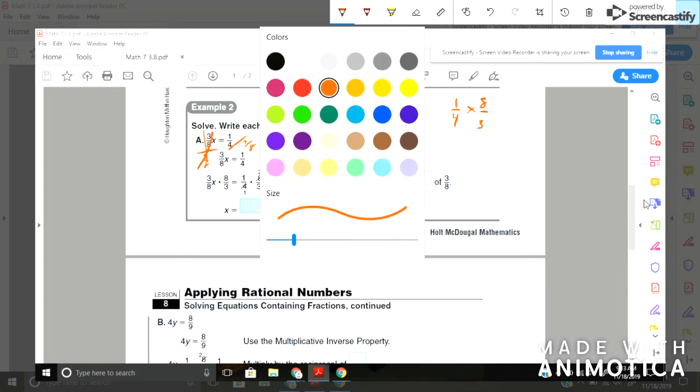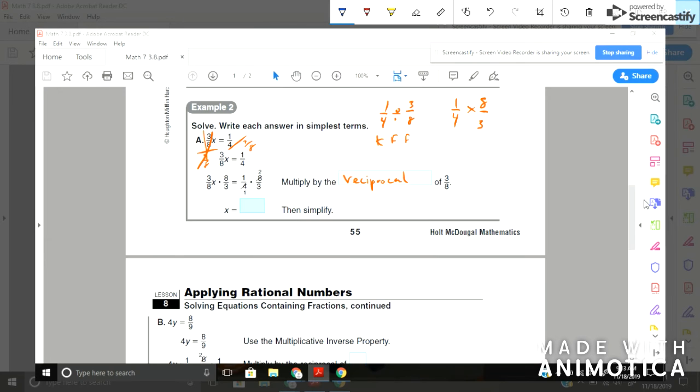All right, I'm going to simplify before I multiply. Looking diagonally, 4 and 8 have a common factor of 4. 4 divided by 4 is 1. 8 divided by 4 is 2. And now I can multiply across. 1 times 2 gives me 2, and 1 times 3 gives me 3. So I come up with a total of 2/3. If you want to double check that, take 3/8 and multiply it by 2/3, and you will come up with 1/4. Okay.